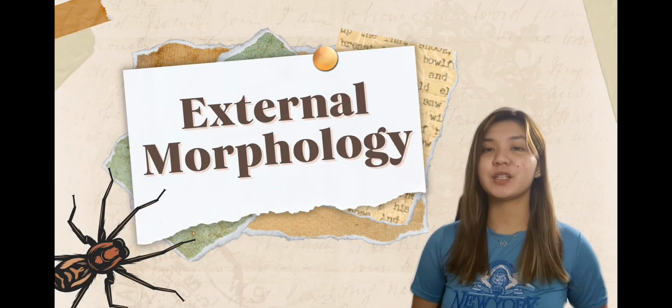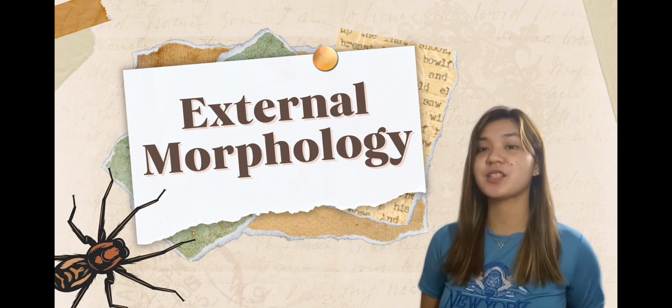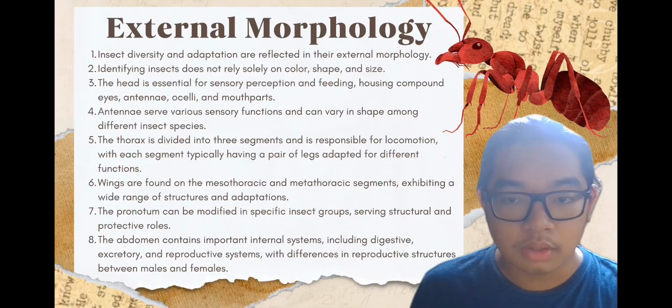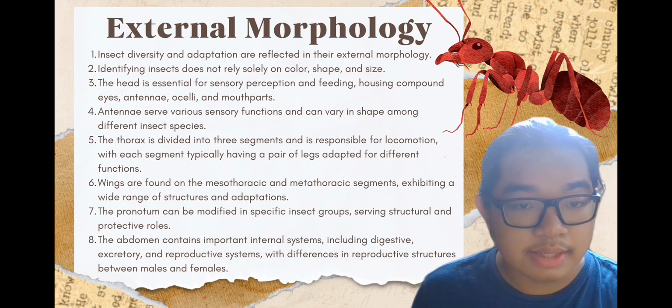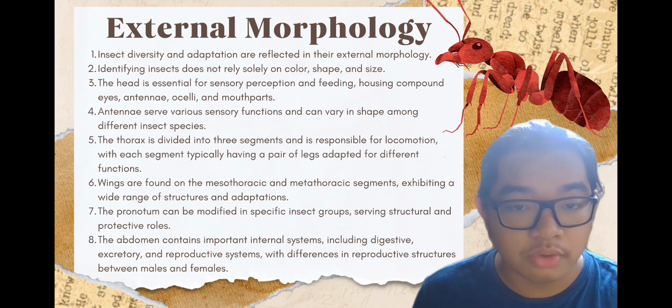Now let's embark on our journey by first understanding the external morphology. The external morphology of insects shows their adaptation and diversity. It is important to understand that color, shapes, and sizes are not necessary in identifying insects.